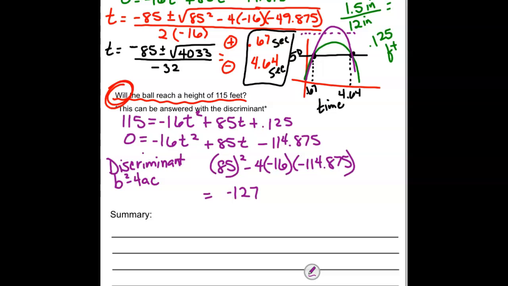And since it's a negative number, a negative discriminant means that there is no real solution. So in my picture here, the path of that golf ball, it's going to go up above 50 and come back down, but it is not going to reach 115 feet. It would not go that high.